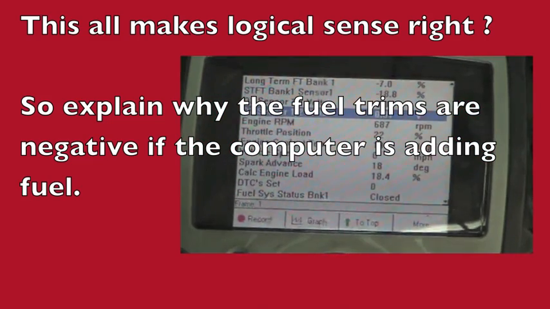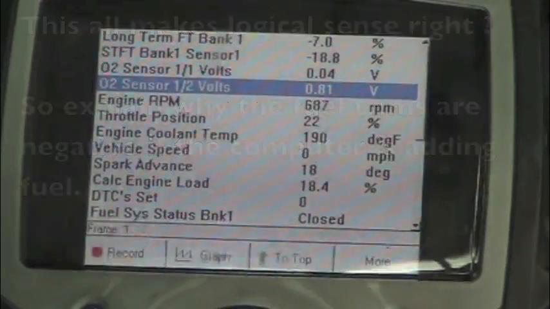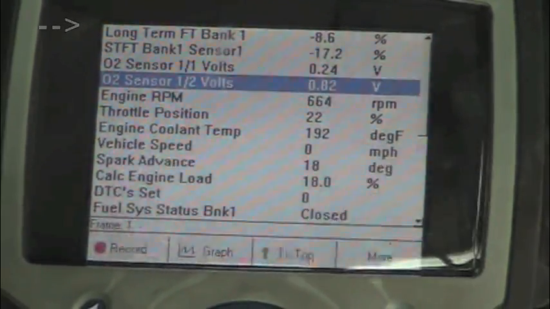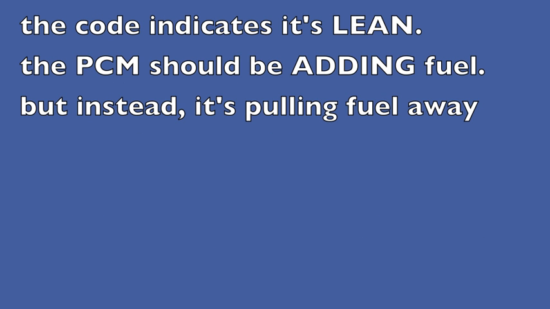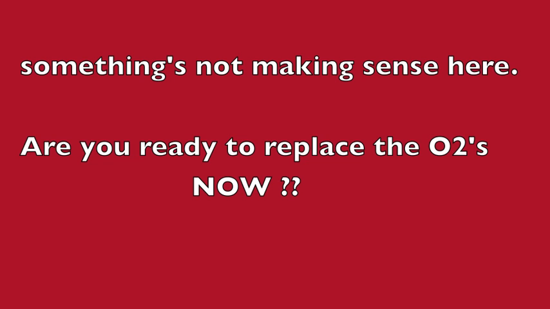So explain why the fuel trims are negative if the computer is adding fuel. The black smoke means the engine is running rich, and that's evidence. The fuel trims tell us the PCM is attempting to pull fuel away. That's what you'd expect, right? The code indicates that it's lean. The PCM should be adding fuel, but instead, it's pulling fuel away. Something is not making sense here.